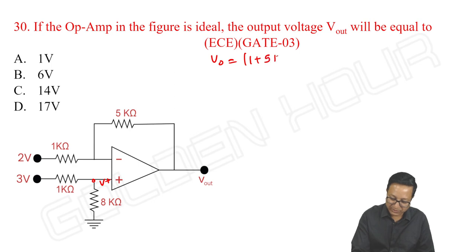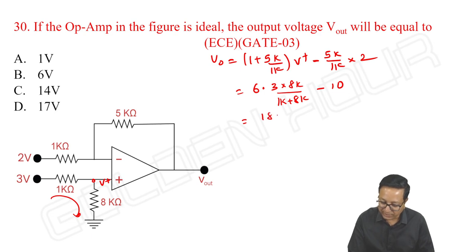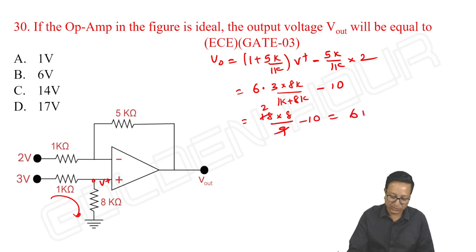So what we can write: 1 plus 5k by 1k into V plus, minus 5k by 1k into 2. So it is 6 into V plus. What is V plus? By the voltage division rule, that is 3 into 8k by 1 kilo ohm plus 8k, that is our V plus, minus 10 volts. So 18 into 8 by 9, 2 times 8 is 16, minus 10, it is 6 volts. So option B is correct.